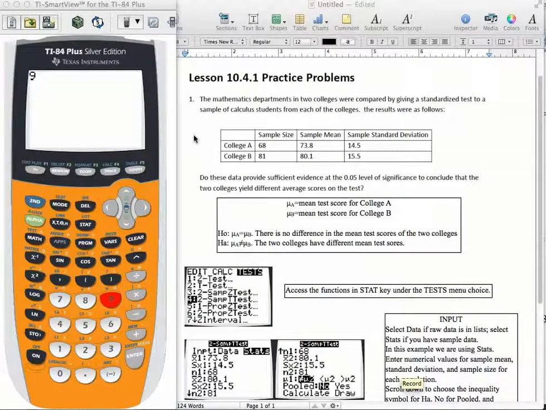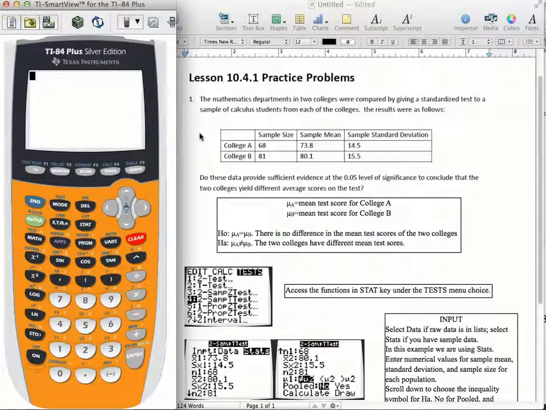We're going to do this problem, which is going to be a two-sample t-test. We'll talk about why that is and run through the procedure on the TI graphing calculator using the full functionality of the TI graphing calculator as a statistical calculator.